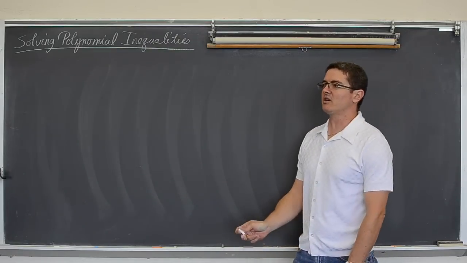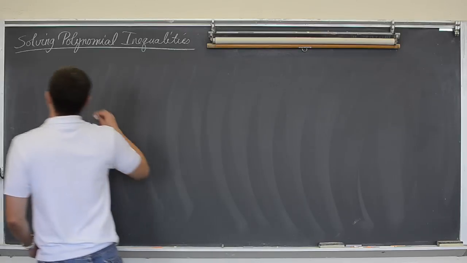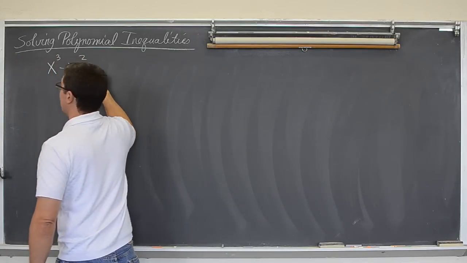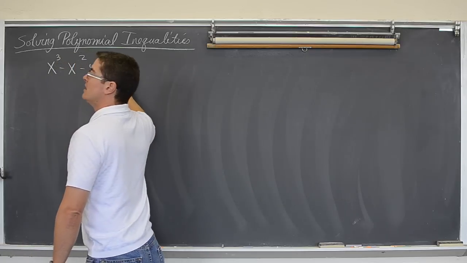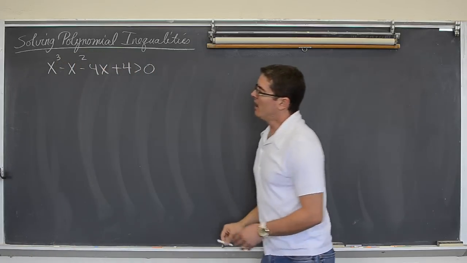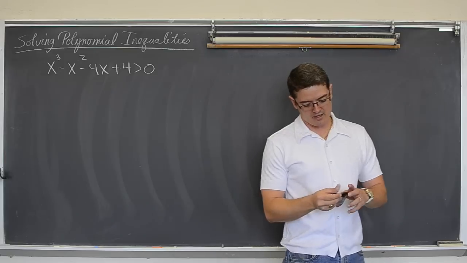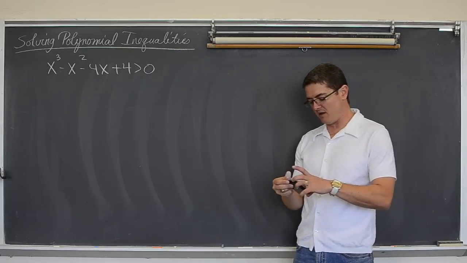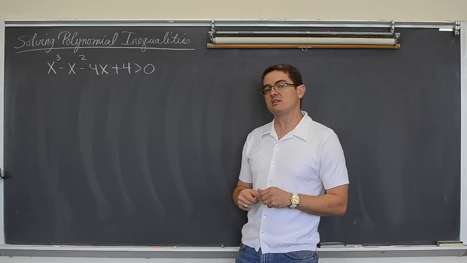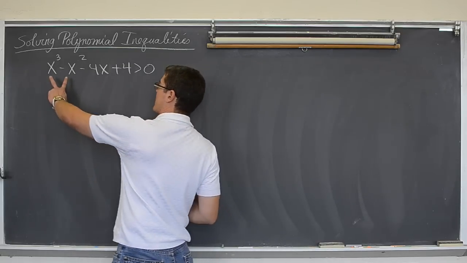Alrighty then, let's take a look at this example. x cubed minus x squared minus 4x plus 4 is greater than or equal to 0. This is a third degree, and to solve third degrees, either they need to be a nice easy peasy factor by grouping, or you need to work with synthetic division to finish that up. Now this will factor by grouping like you just saw me do a second ago.